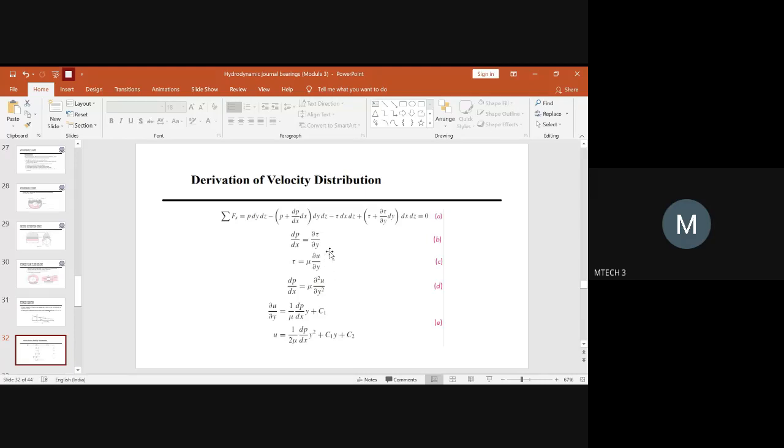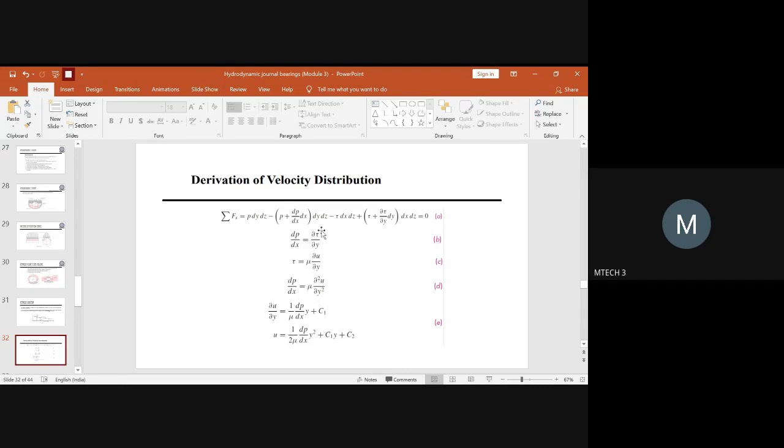Now using this equation, you will substitute the value of tau here. You have dp by dx is equal to dou tau by dou y. So go back to this equation. In place of tau, you can write mu into dou u by dou y. So how does the equation change then? The equation for the change in pressure with respect to the x direction will now change into mu times dou square u by dou y square.